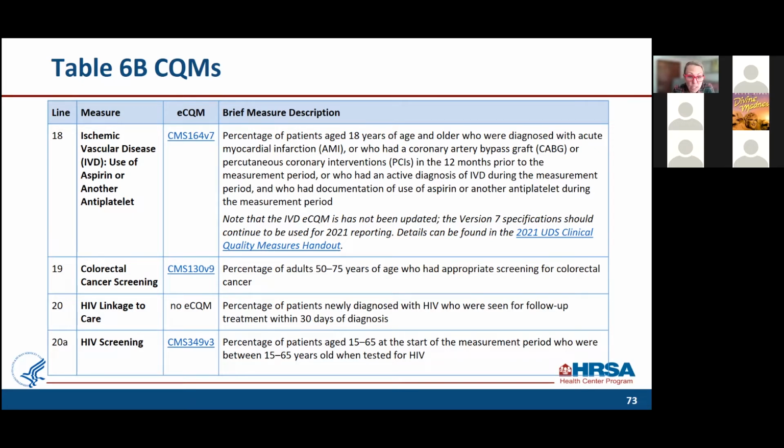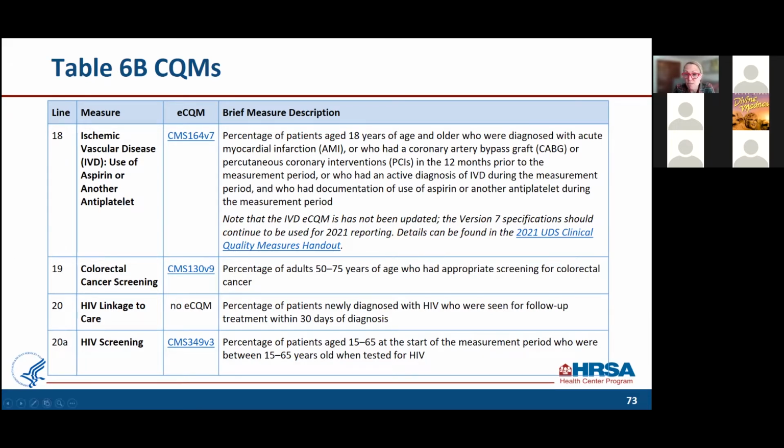Line 19, colorectal cancer screening has been updated to align with the most recent eCQMs, but does not have substantive changes. It measures the percentage of adults 50 to 75 years of age who had appropriate screening for colorectal cancer.